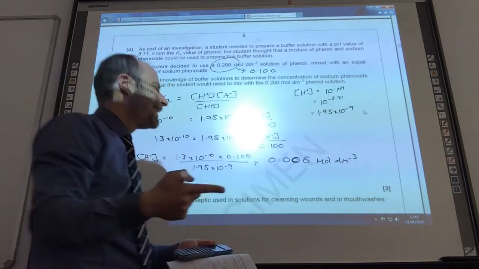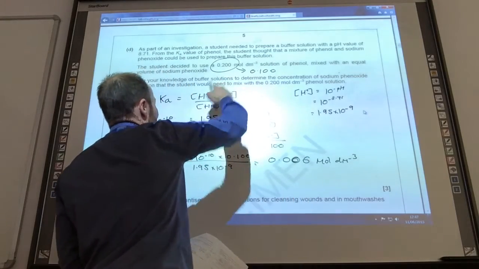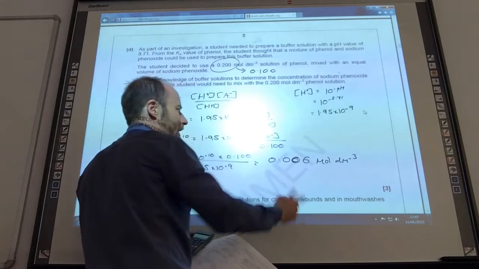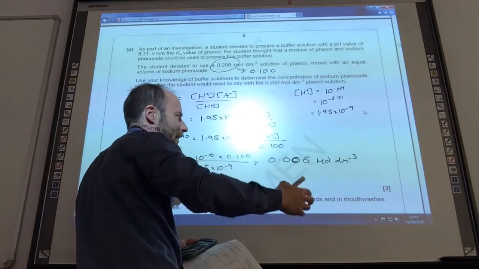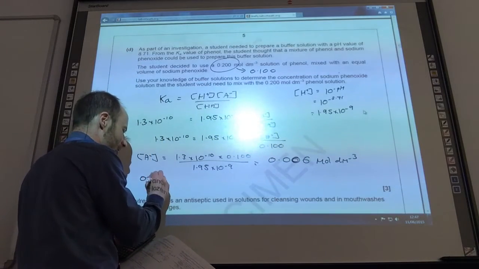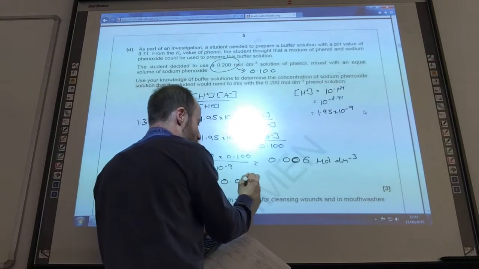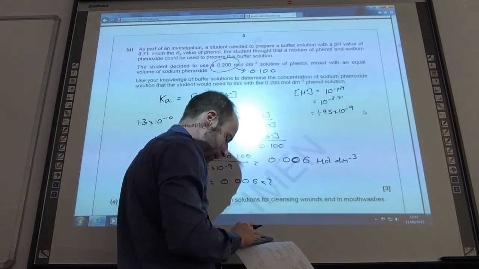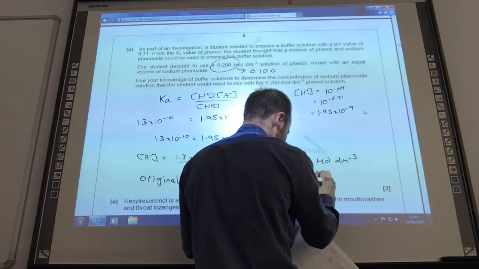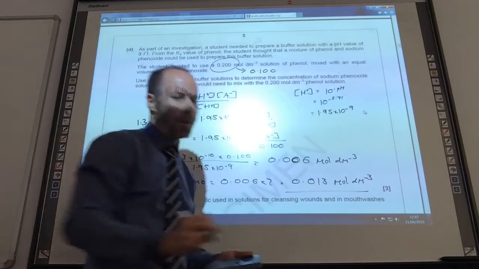But that is in the buffer solution. They want the original, so I need to times that by 2 because it's the original solution before I diluted it down by half. So the original concentration is 0.006 times 2, which gives me 0.013 moles per decimeter cubed.